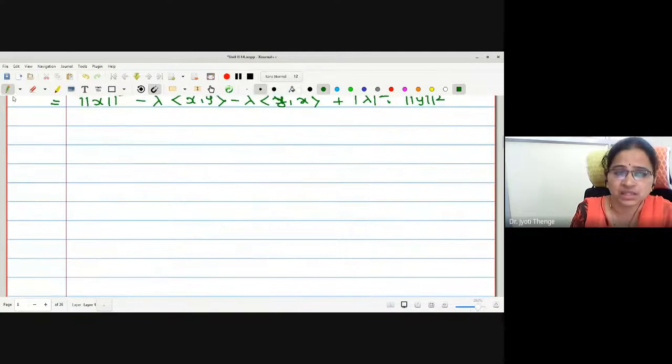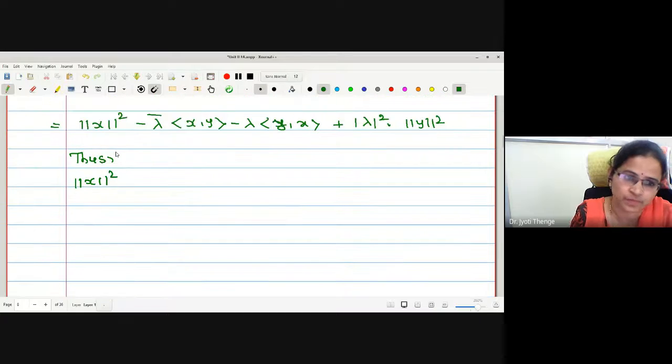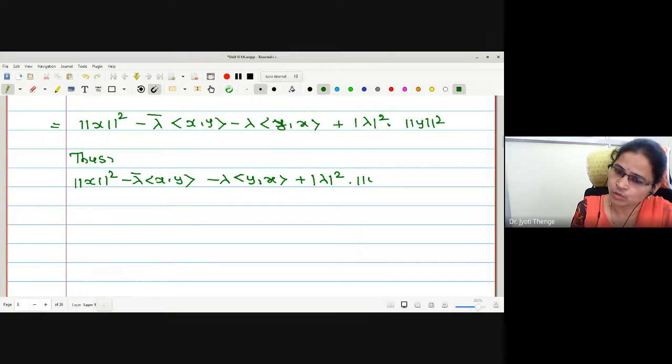Therefore may I write this equation: norm square x minus lambda bar inner product x with y minus lambda inner product y with x added with mod lambda square into norm square of y. This is non-negative, right? From 1 I can write it. From 1 this quantity is non-negative.